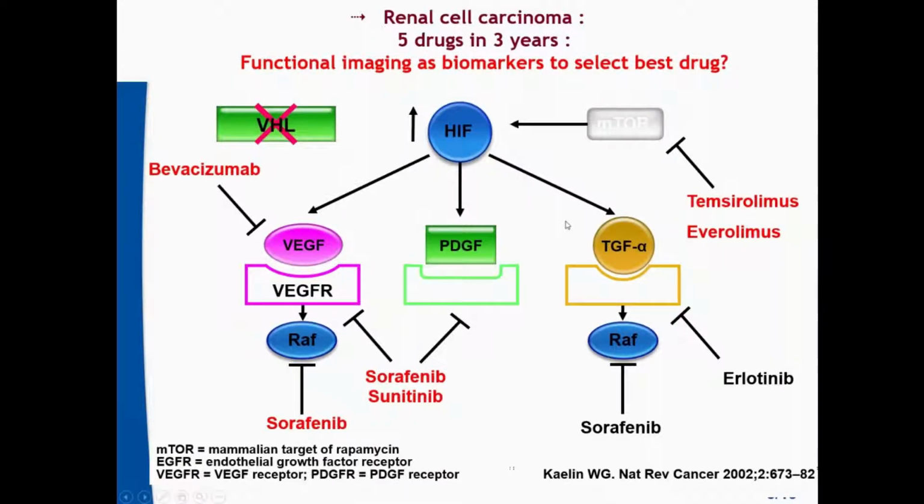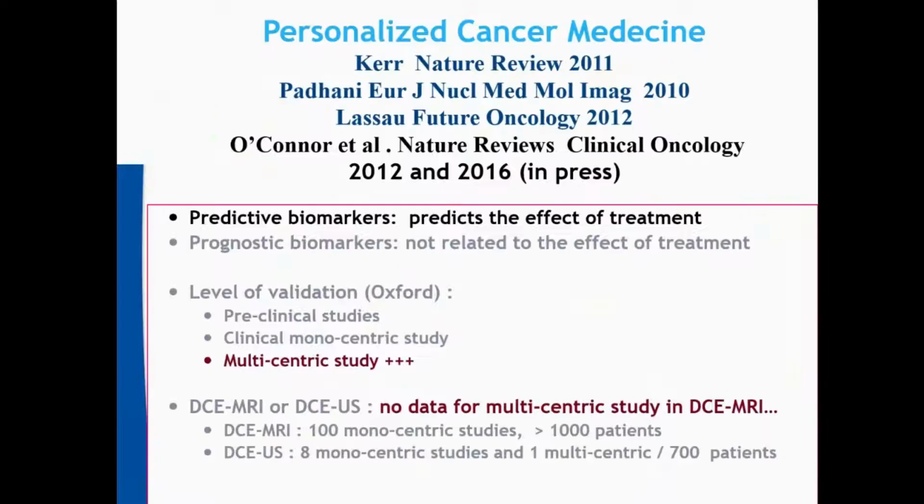And the main example currently is the renal cell carcinoma. In this slide, we have more than 6 new drugs, but currently we don't have a biomarker in order to select the best treatment earlier. So the challenge is to try to select a biomarker. And remember, in this talk, we are speaking about predictive biomarkers. So we compare baseline, so before treatments, and after treatments.